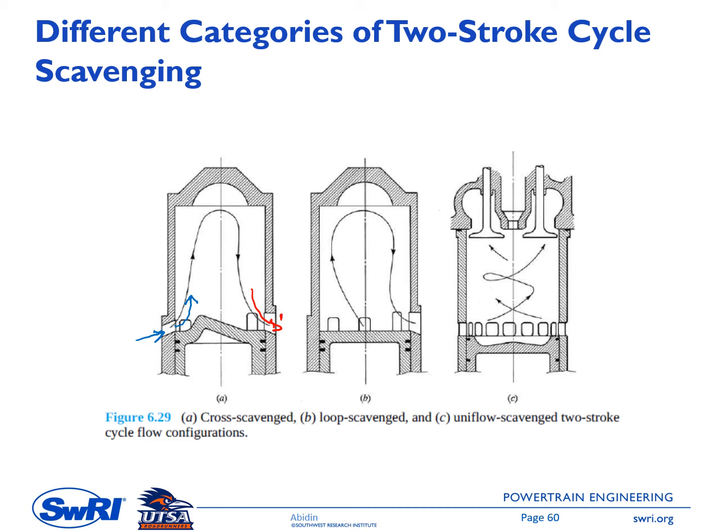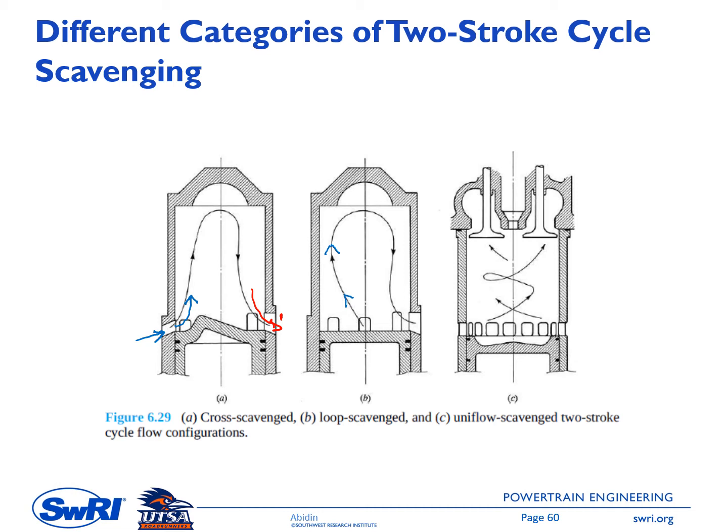The second category here is called loop scavenging. In this case, the location of the transfer port is about 90 degrees from the location of the exhaust port, and the system is designed in such a way that the fresh mixture enters the cylinder chamber and then follows the loop direction here, so that the scavenging process is maximized. Once again, the idea behind this configuration is to maximize the scavenging of the burnt gas and finally improve the volumetric efficiency of this engine.